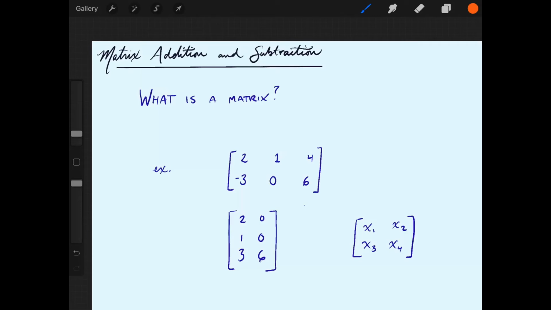This video focuses on matrices. And to start, we're going to answer the question, what is a matrix? And then we're going to talk about how matrices behave and what we can do with them. So what is a matrix?